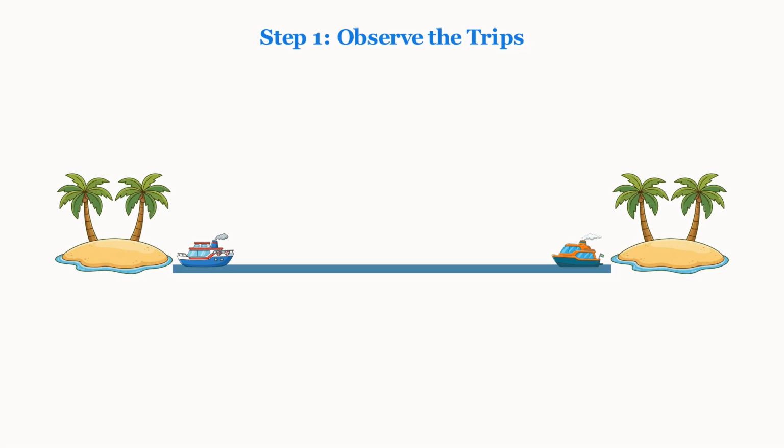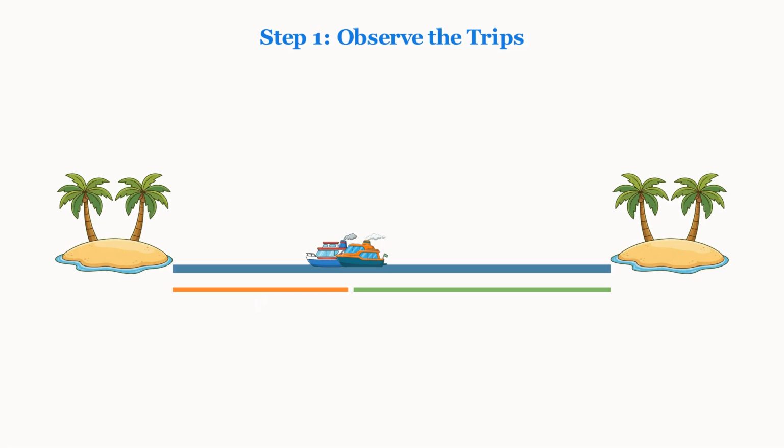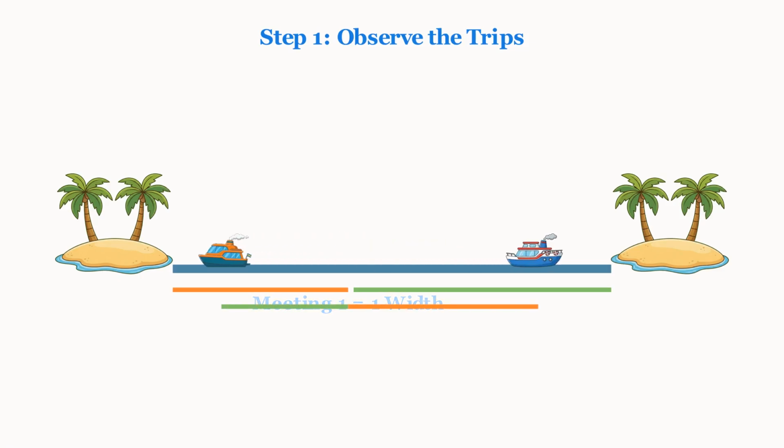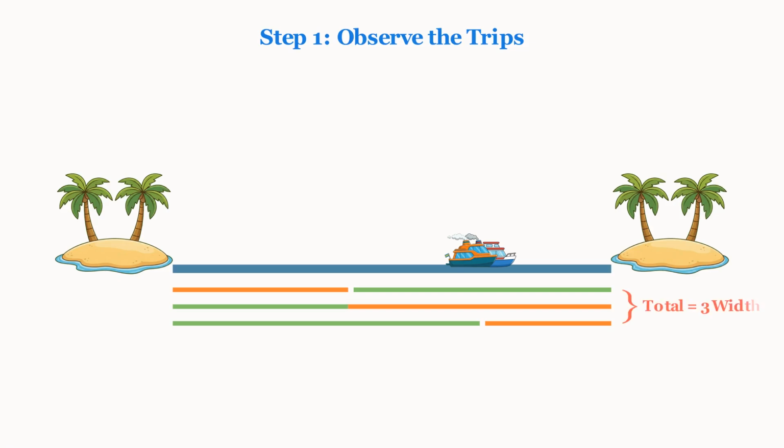Watch carefully as the ferries travel. Let's count how much distance they cover together. At the first meeting, the ferries have together covered exactly 1 river width. They continue to their destinations, completing the second width together. Then they return and meet again, covering a third width. So by the second meeting, they've traveled 3 widths total. This means from the first meeting to the second, they traveled 2 more widths.